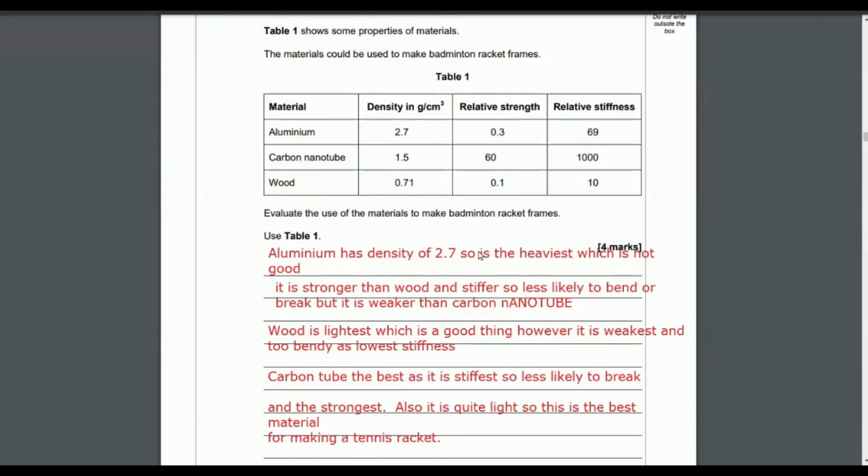But you need to mention all of them, mention some numbers, and do some comparisons, and you should be able to get all 4 marks. Lovely jubbly. Right, we're smashing through this.